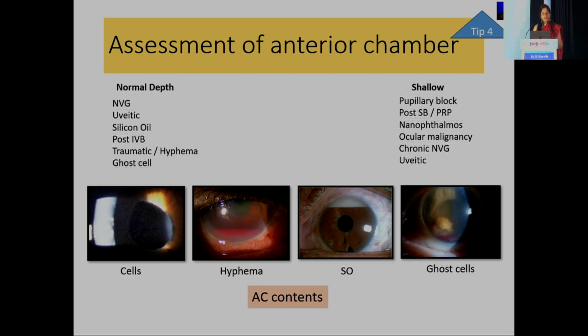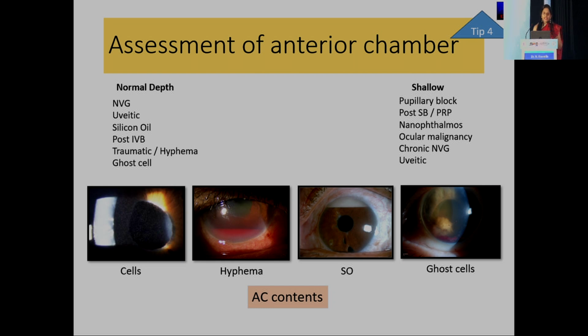And one other thing which goes without saying is careful examination of the anterior chamber. I think 50% of the diagnosis you can clinch with this. So look at the anterior chamber, see whether it is a normal depth or a shallow chamber. Because normal depth can happen in many other conditions like posterior segment disorders which have undergone surgeries, like presence of silicone oil, any hyphema, trauma, ghost cells in the anterior chamber, presence of cells or pigments. And shallow chambers are because of any pupillary block. That could be because of silicone oil, any nanophthalmic eye, or chronic NVG or uveitic condition.